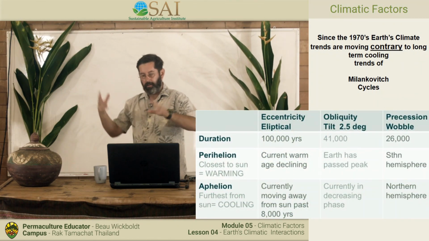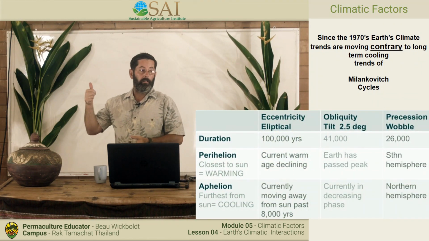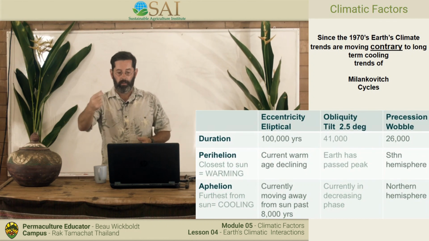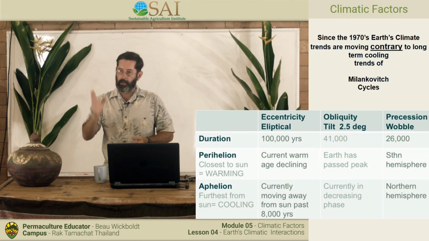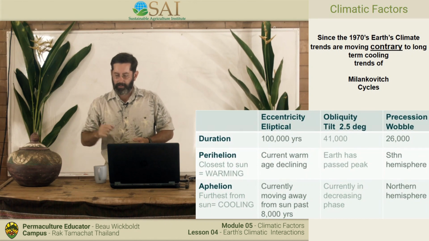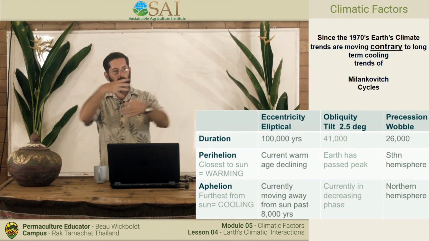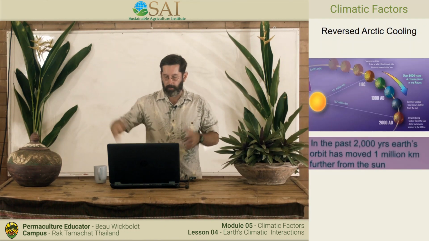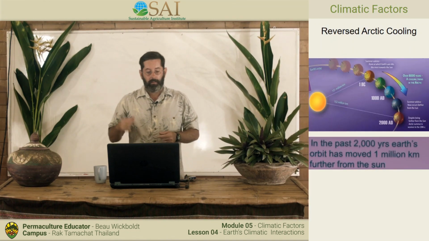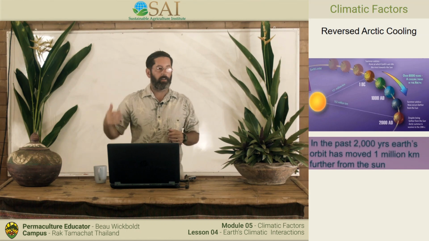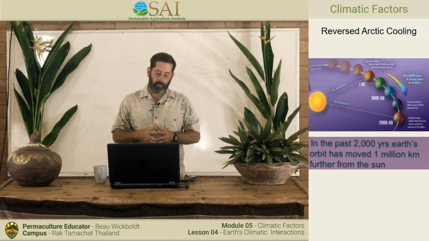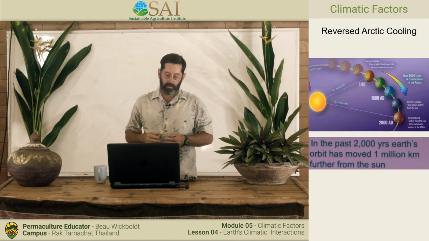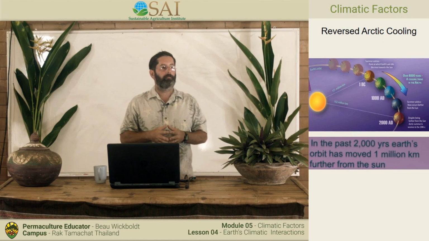So if we bring all this together, we have a 100,000 year sun oscillation. We have a 41,000 year obliquity, and we have a 26,000 year wobble, and they're all overlapping like this. Based on maximum science. So here we go. Reversed Arctic cooling. If we start to look at this, in the past 2,000 years, Earth's orbit has moved 1 million kilometers further from the sun.